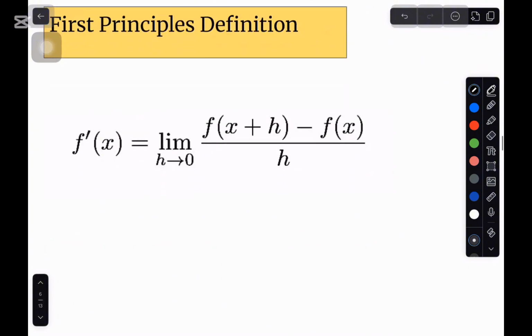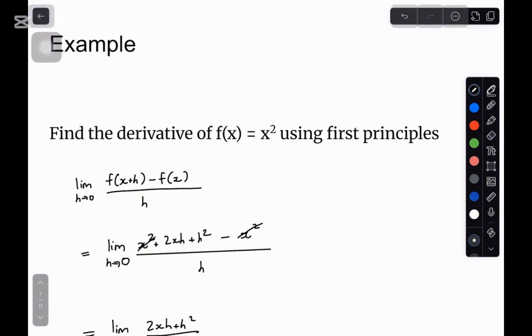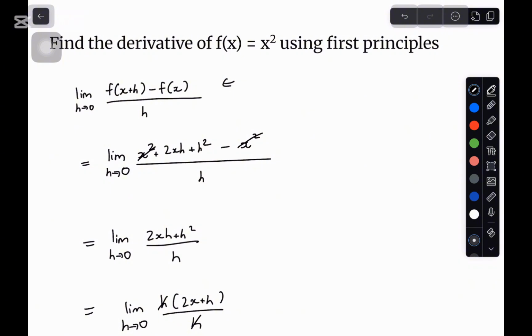So what is first principles? First principles is basically another formula used to find the derivative. So how do we use this formula in a question to find the derivative of a function? Let's find out. It says find the derivative of f of x equals x squared using first principles. So we use this formula again, and limit h tends to 0.